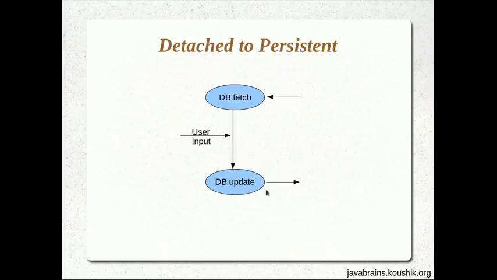And now I need to save it back to the session, which means that I need to have this object back in a persistent state again. Now, how do I move an object from the detached state to a persistent state? Once I make this object persistent again, the user input update is as simple as setting the properties of the persistent object. But now, how do I move it from detached to persistent? So that's something that we're going to look at now.